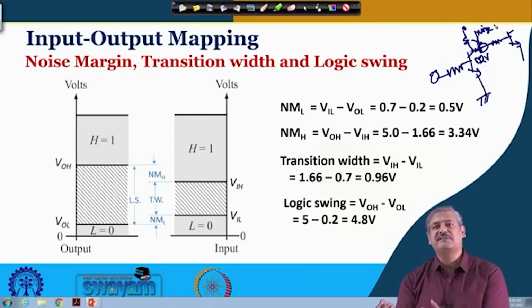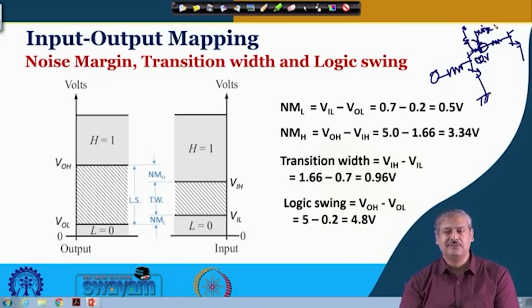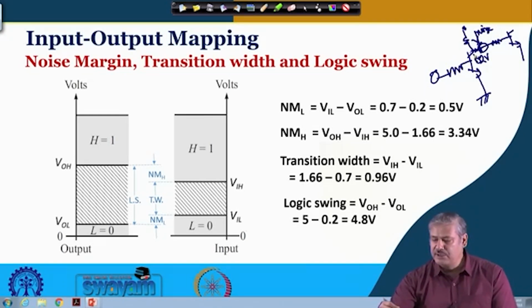So, how much noise can you allow so that this low is treated as low here? The maximum voltage that it can treat as low is 0.7 volt. This is the maximum at the output when it is logic low, 0.2 volt; it can be less than that. So, what is the difference?